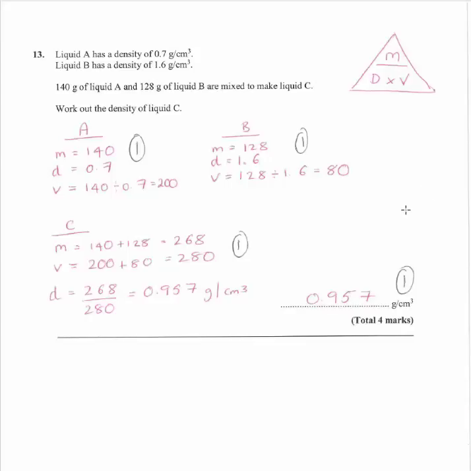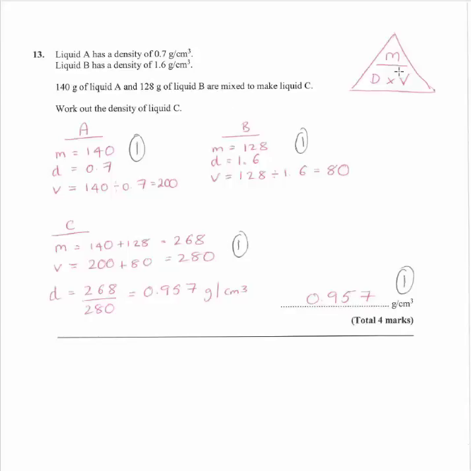Okay, well, first of all, we need to know what the volume and the mass is going to be. Well, the mass is going to be pretty easy because we're mixing 140 grams of A with 128 grams of B. So the mass of C is going to be these two added together. But we need to know how much space they take up. So first of all, we need to find out what the volume of A is. We know it's got a density of 0.7 grams per cubic centimetre, and we've got 140 grams.